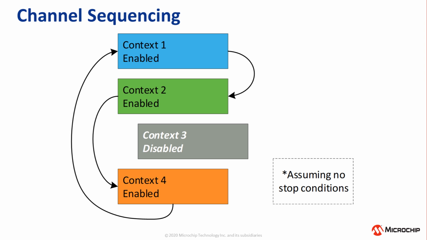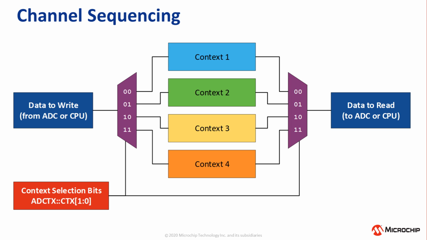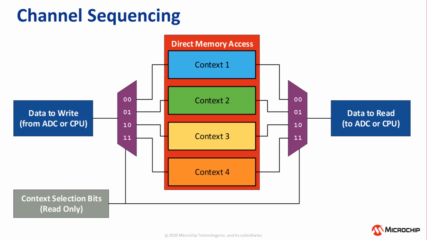Another new feature is the channel sequencer. The channel sequencer is responsible for automatically triggering the switch to the next context enabled. Disabled contexts are skipped by the channel sequencer. When the channel sequencer is inactive, the channel context selection bits can be used to manually select a context to read or write. When the channel sequencer is active, the channel context selection bits are read-only.